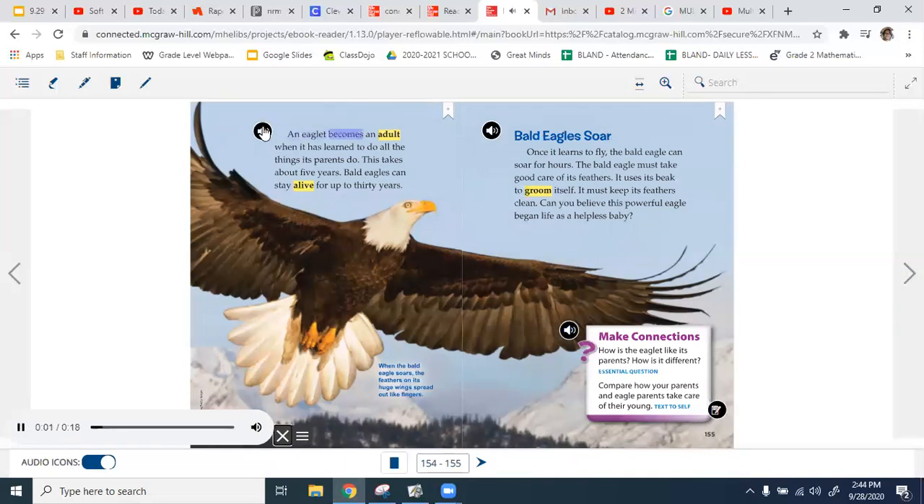An eaglet becomes an adult when it has learned to do all the things its parents do. This takes about 5 years. Bald eagles can stay alive for up to 30 years. The bald eagle soars, the feathers on its huge wings spread out like fingers.